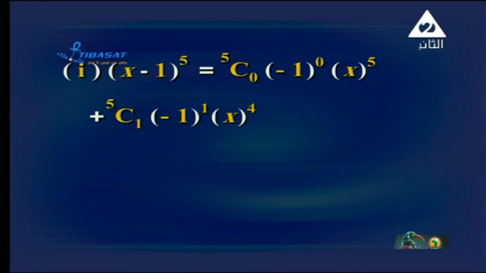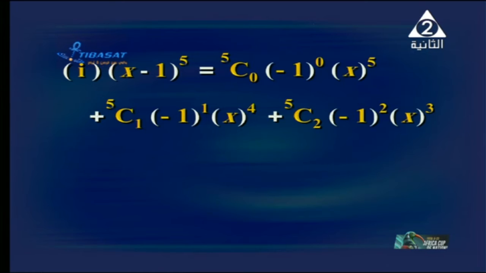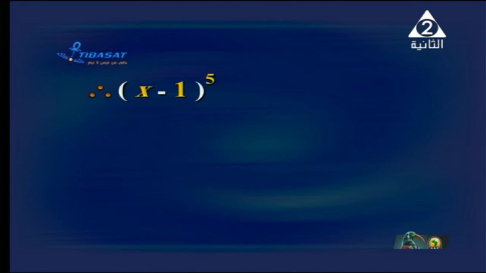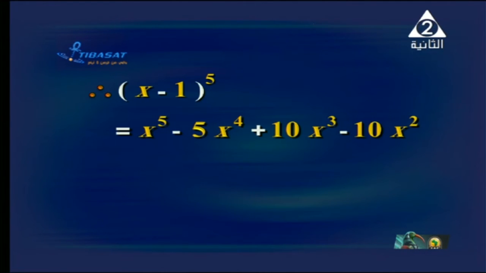The first: (x minus 1) for all power 5 equals 5C0 negative 1 power 0 x power 5, plus 5C1 negative 1 power 1 x power 4, plus 5C2 negative 1 power 2 x power 3, plus 5C3 negative 1 power 3 x power 2, plus 5C4 negative 1 power 4 x power 1, plus 5C5 negative 1 power 5 x power 0. Therefore, (x minus 1) for all power 5 equals x power 5 minus 5x power 4 plus 10x power 3 minus 10x power 2 plus 5x minus 1.